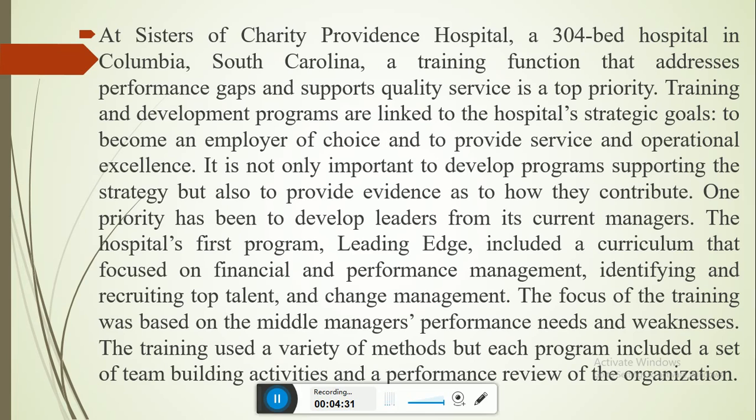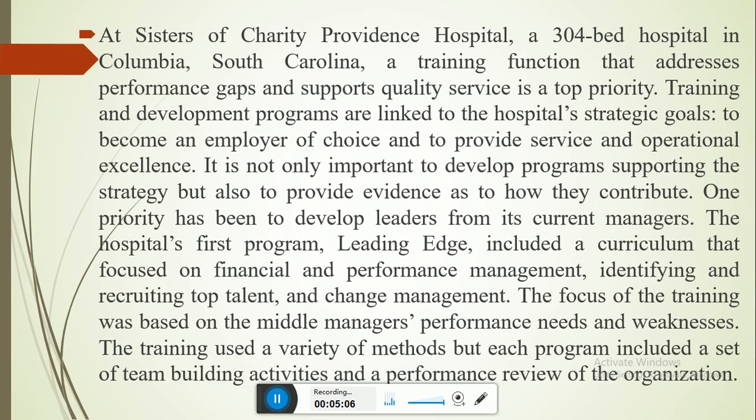One priority has been to develop leaders from its current managers. How you can develop a leader from a manager, how you can find a leader among the managers, all needs training. So they are providing training in order to have good leaders. The hospital's first program, Leading Edge, included a curriculum that focused on financial and performance management, identifying and recruiting top talent, and change management.